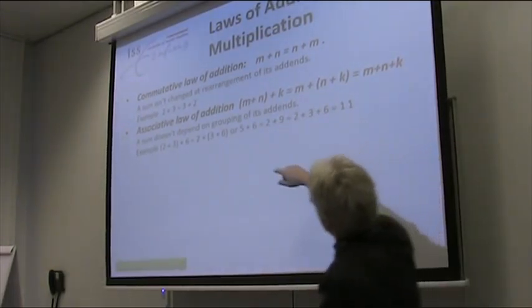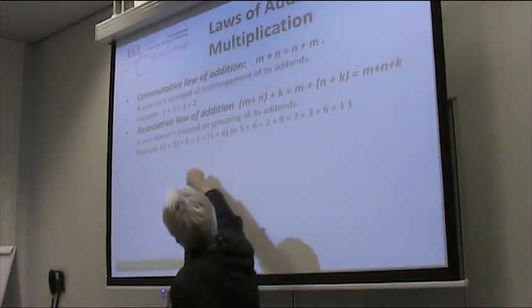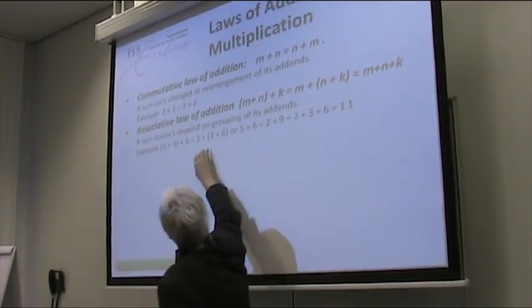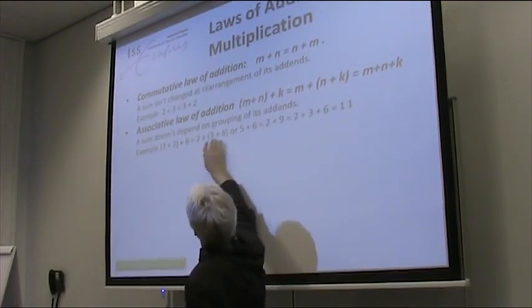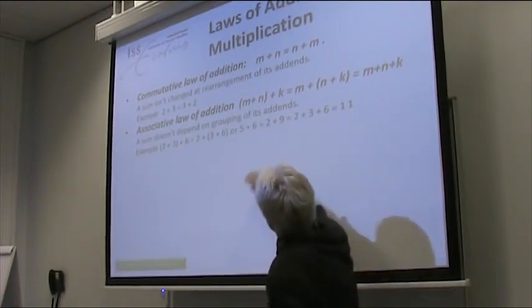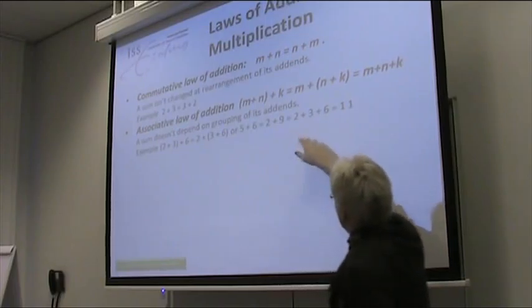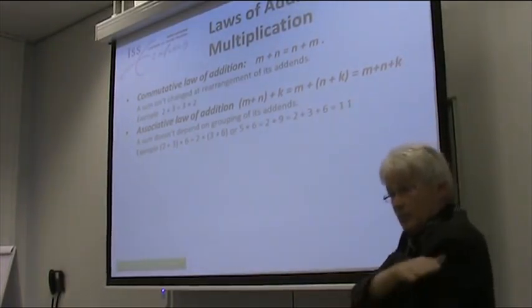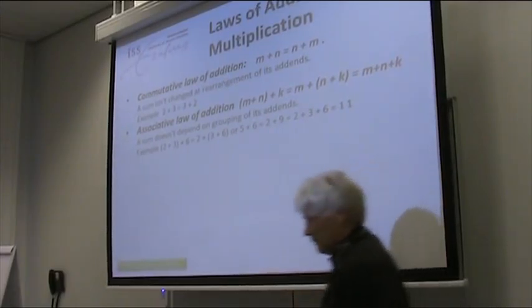See? 2 plus 3 is 3 plus 2. 2 plus 3 plus 6, it's the same. 5 plus 6, it's the same as 2 plus 3 plus 6, 2 plus 9, or 5 plus 6, or 2 plus 9, or 2 plus 3 plus 6, it's always 11. Go from the top, go from the left, doesn't matter.